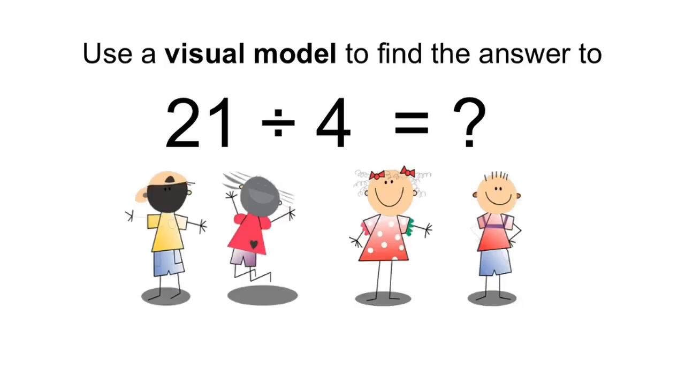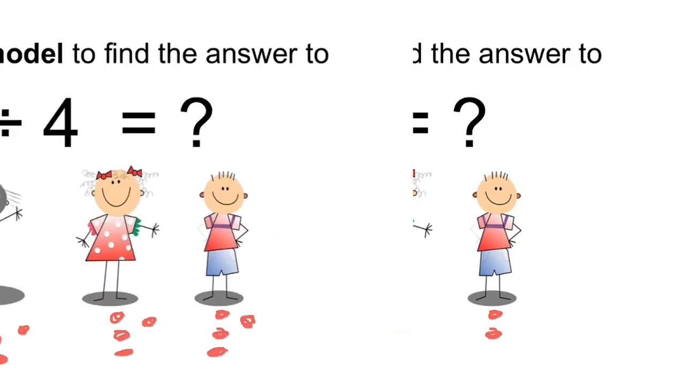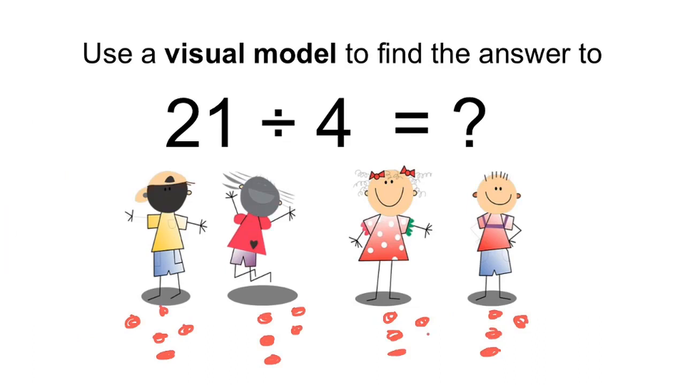So now I'm going to count to 21, putting 1 in each spot. 1, 2, 3, 4, 5, 6, 7, 8, 9, up to 18, 19, 20.